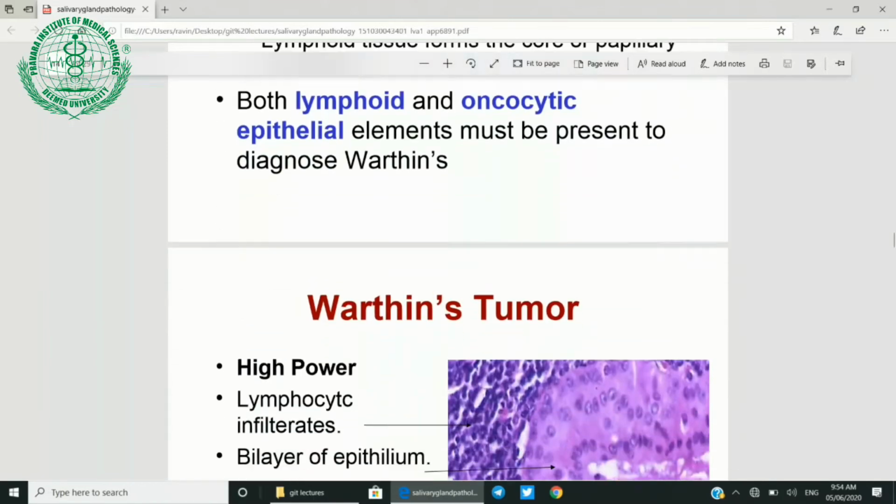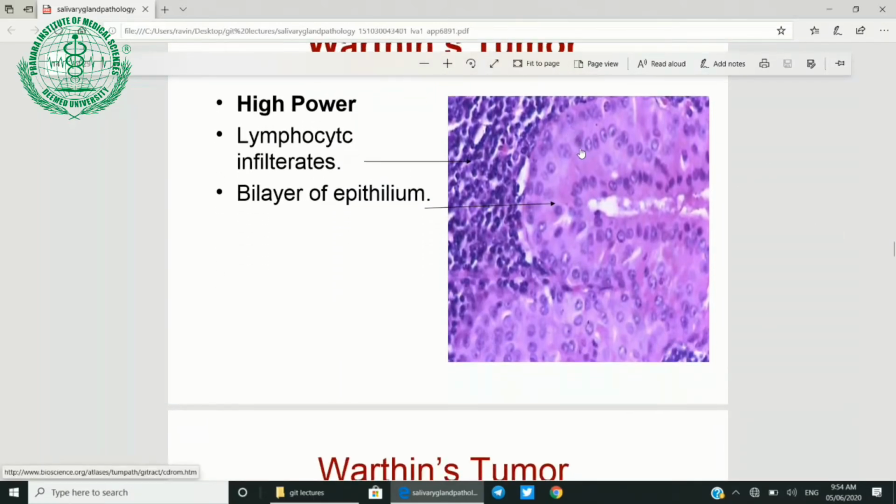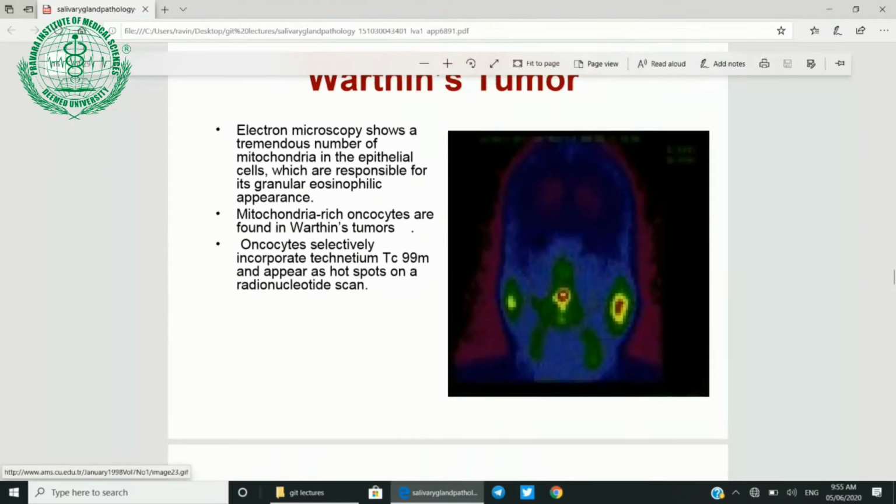So for the diagnosis, you can see on this picture, a very beautiful picture, you can appreciate this bilayer of oncocytic type of epithelium, and these are the lymphoid infiltrates. So bilayer of epithelium and lymphoid infiltration is classical of Warthin's. And when we see the scanner view, you can appreciate this is papilla, some form of cyst. So papillary cystadenoma lymphomatosum. You can appreciate on this power the bilayers also, oncocytic epithelium.